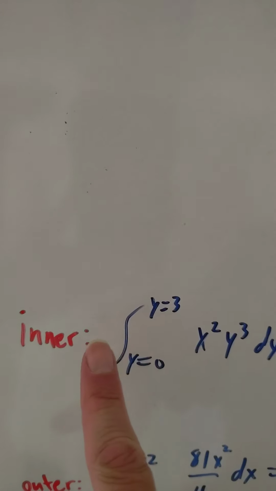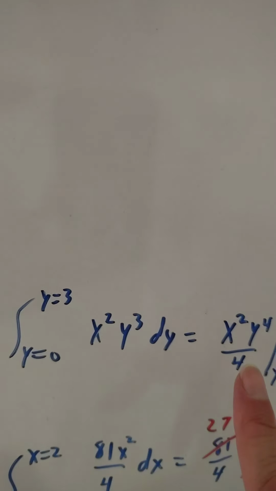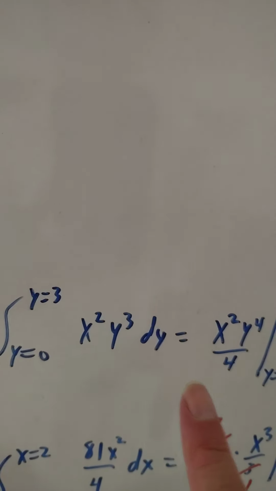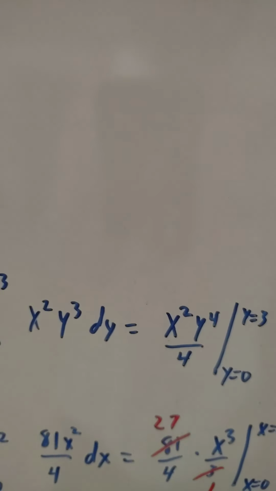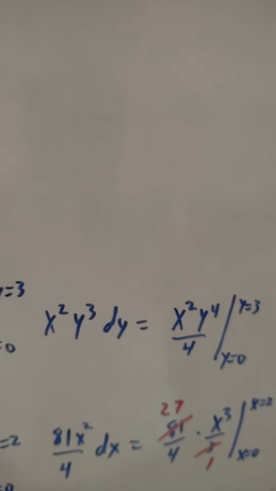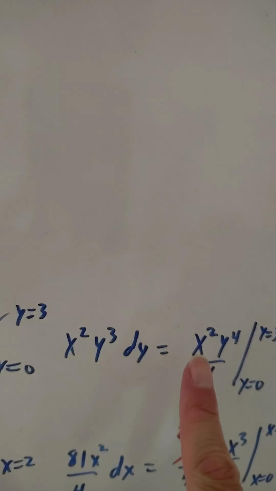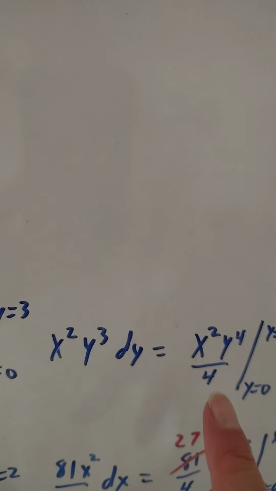You can pull this x squared out on the outside if you want, or what I did, I just kept the x squared, and then the integral of y cubed dy is y to the 4th over 4 by the power rule for integration. So remember, whenever you have a constant factor, you can pull that out as part of my answer. So it's going to be x squared times y to the 4th over 4.